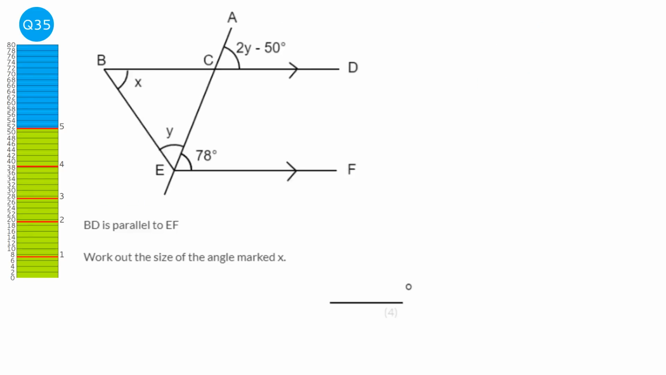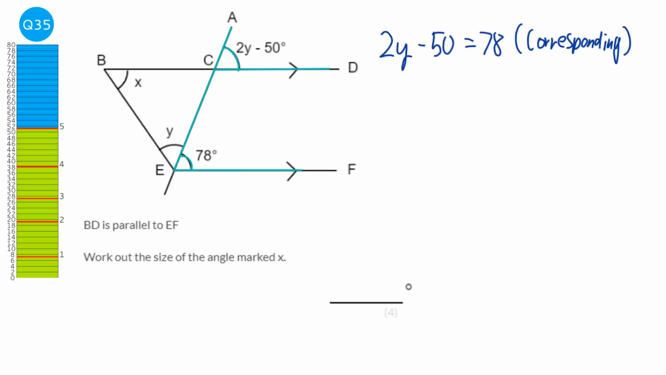To find out what the value of x is, we first of all have to find out what the value of y is. And we can notice that we've got two sets of parallel lines here, and a line going through them. And we kind of got these F angles, which we have to call corresponding angles. So we know that 2y minus 50 is equal to 78. And we must write down the reason. So corresponding angles. And corresponding angles are equal.